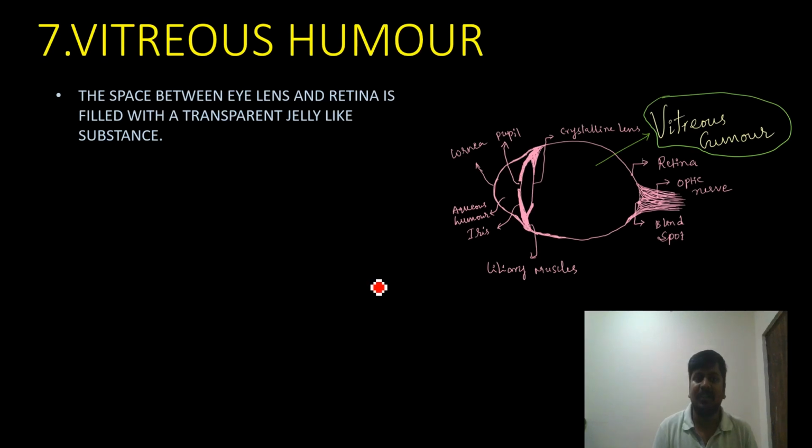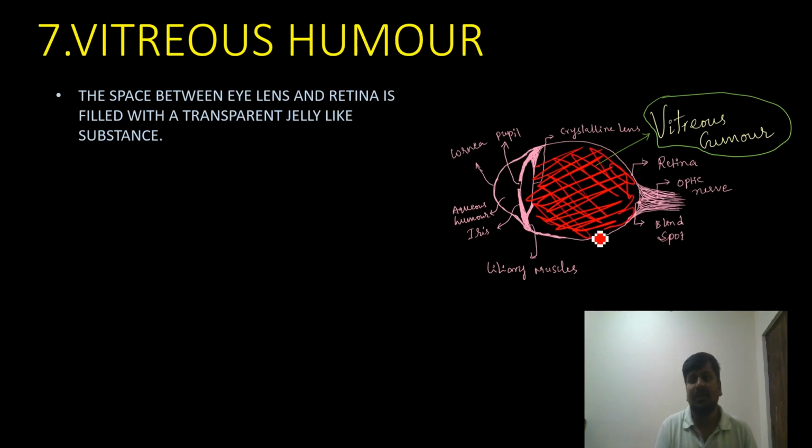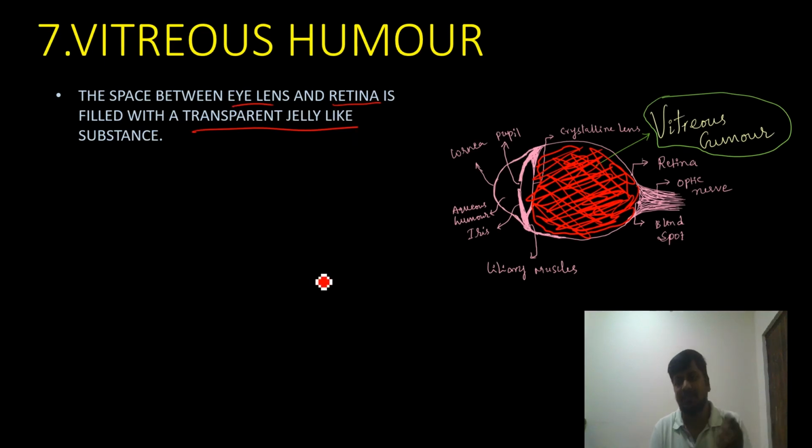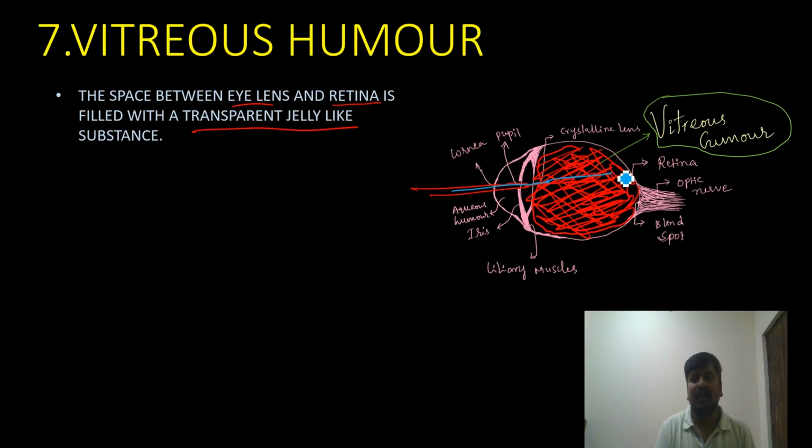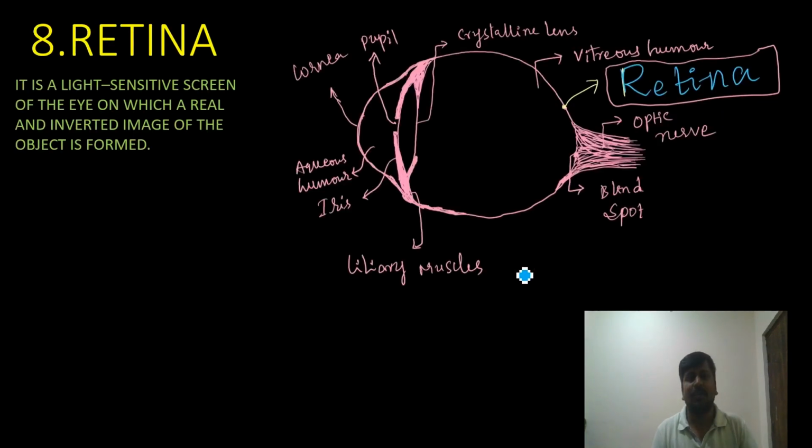Next, vitreous humor. So the vitreous humor will be there. Entire this portion, the vitreous humor will be there, right? This entire portion between the lens and retina. So here you see the space between the eye lens and retina is filled with a transparent jelly-like substance. When the light enters through the pupil, it passes through the vitreous humor and falls at the retina, right? So that is about vitreous humor.